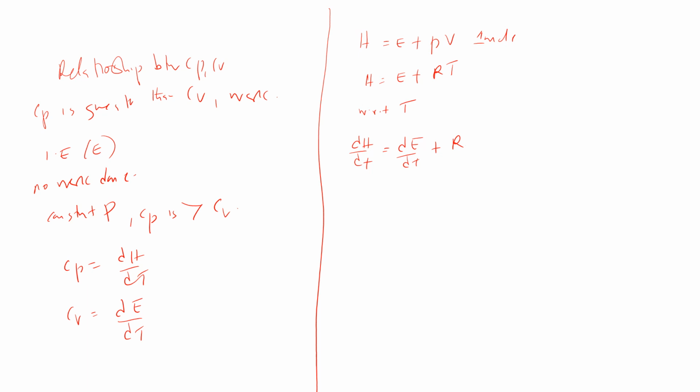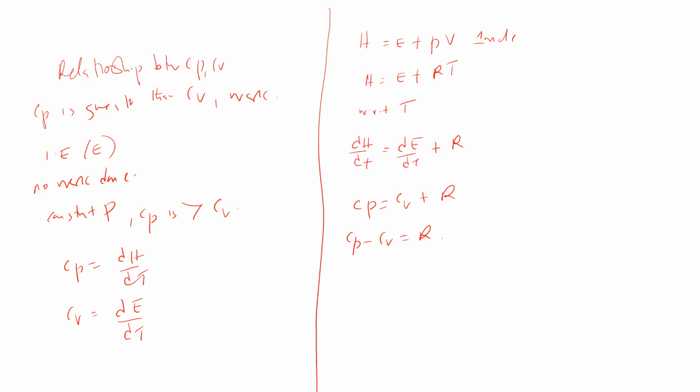And so, in relation to Cp, remember Cp is dH over dT, so we have Cp equal to dE over dT, which is Cv, plus R. So this becomes the relationship between Cp and Cv. You can easily say Cp minus Cv is equal to R. And so this is the relationship between Cp and Cv.